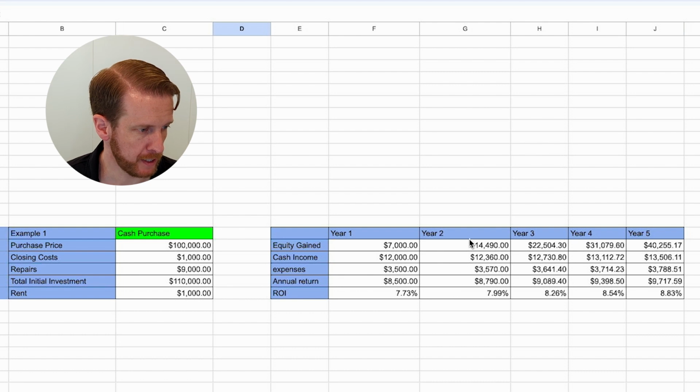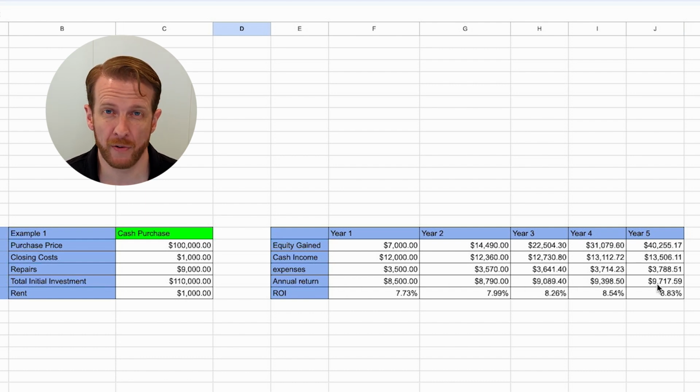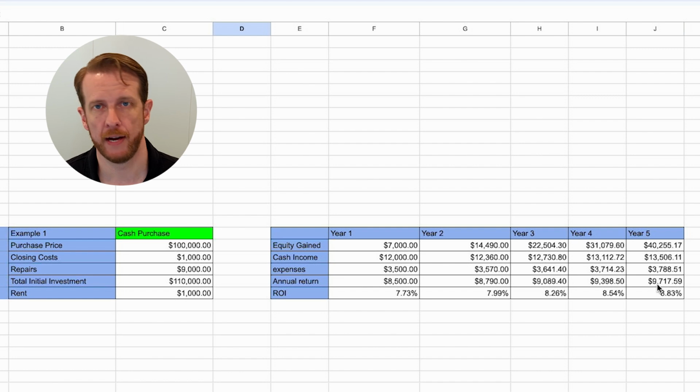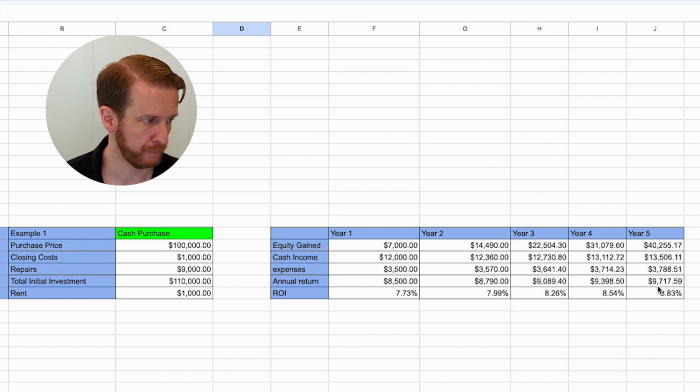And as you can see, this return goes up each year because your equity grows and your cash income goes up. You have your expenses also rising, so we did factor that. And then you have your annual return. Now this is a perfect model. This is with no vacancies. This is with no repairs, all those kinds of things. You do need to factor that into how you look at these properties. We'll dive into that in another video though, okay?